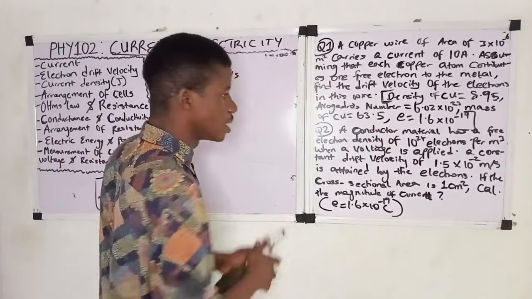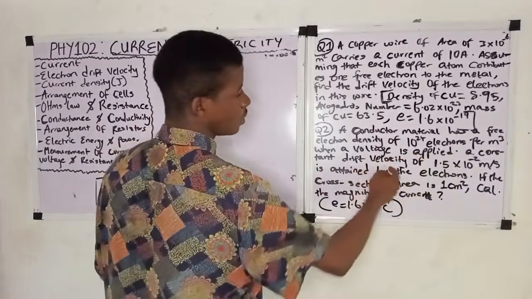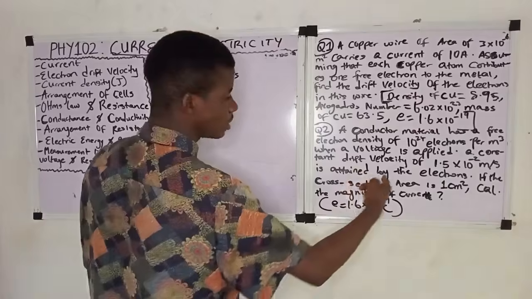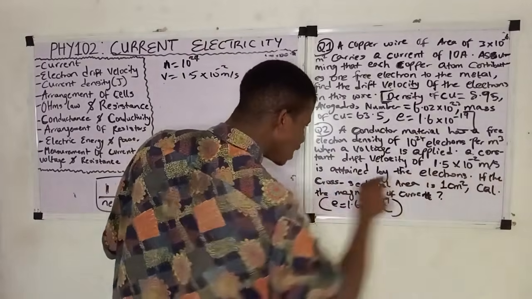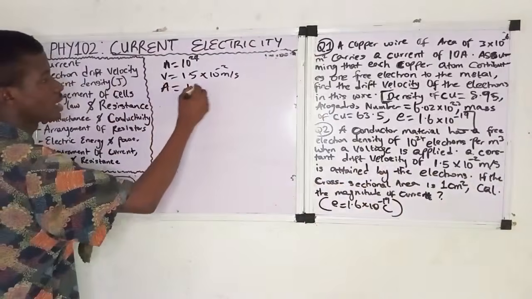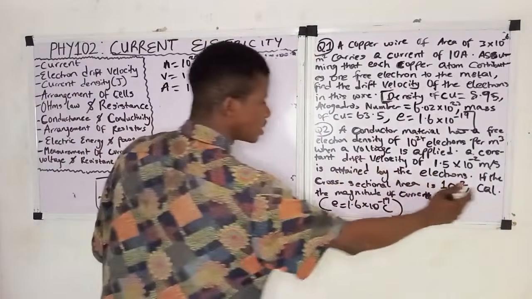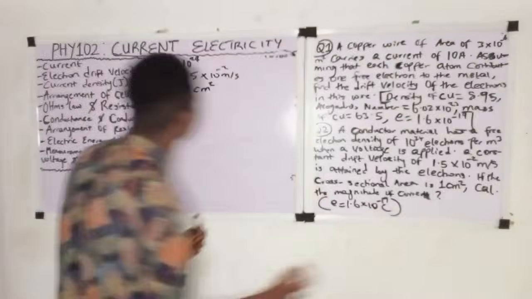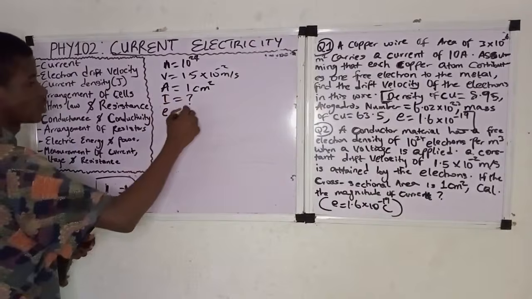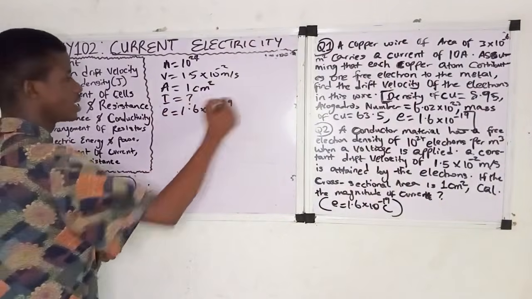A constant drift velocity of 1.5 times 10 to the power minus 2 meters per second is attained by the electron. The cross-sectional area is 1 centimeter square, right? Yes, calculate the current. We are looking for current. We remember the charge of an electron is 1.6 times 10 to the minus 19. So it's very easy.